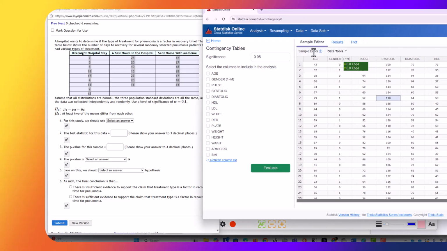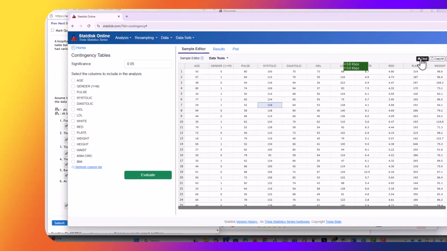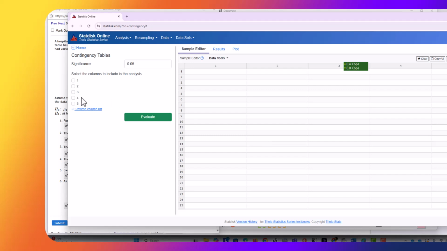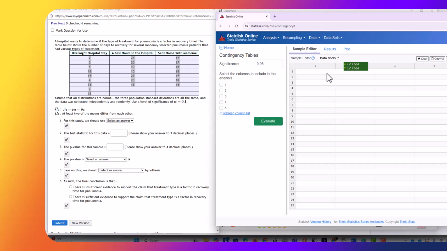Okay, sample editor. I need to clear that out. There we go. Clear it. Okay, we're not going to be on contingency tables. I'm just going to go ahead and hit Control V and see how it posts in. Notice that they're different sample sizes here. Okay, looks like it came in good, which is great.